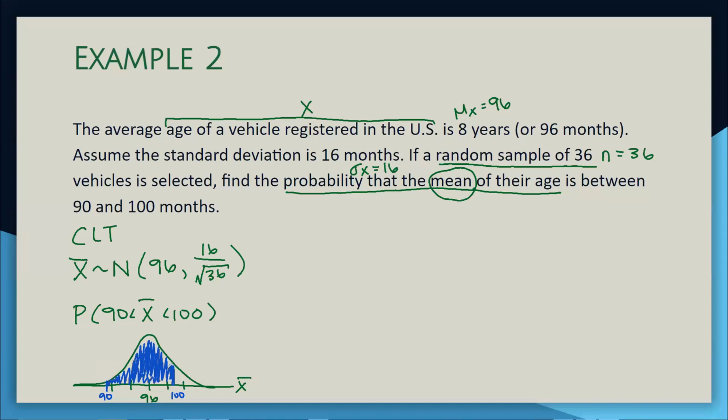And I want to know where I am relative to the mean. I can see from this picture, I've shaded in past that first standard deviation hash mark. So I know my answer should be bigger than 68% based on the empirical rule. I know this answer is going to be pretty big.